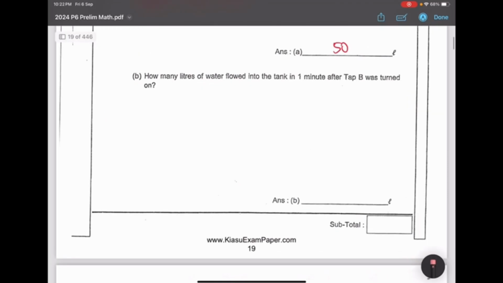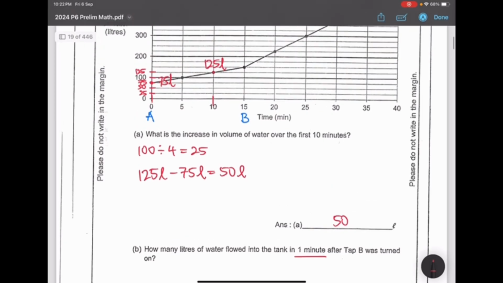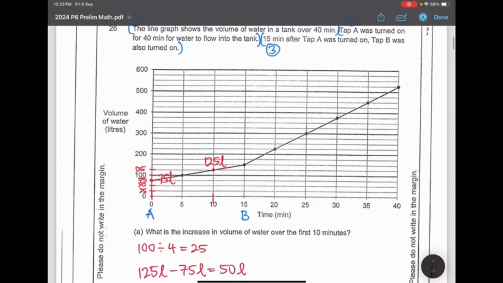Okay, moving on to B. How many liters of water flowed into the tank in 1 minute after tap B was turned on? So we want to look at the line graph. The moment that B was turned on was at the 15-minute mark. And we can see that at the 15-minute mark, the water level was at 150 liters. At the 20-minute mark, the water was at 225 liters.